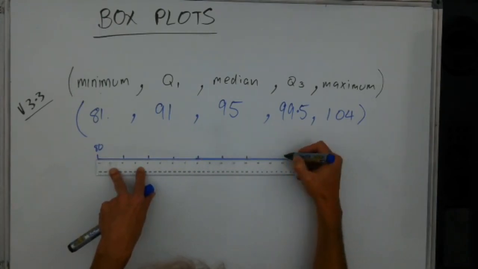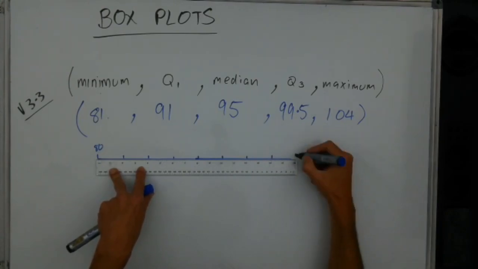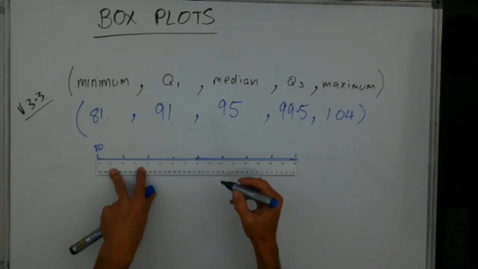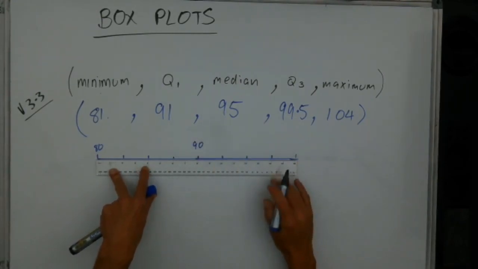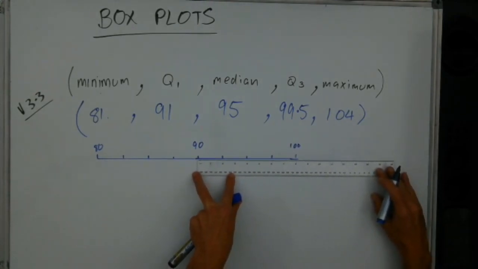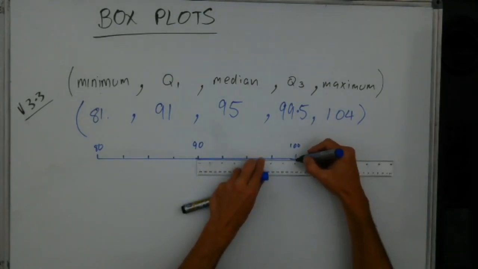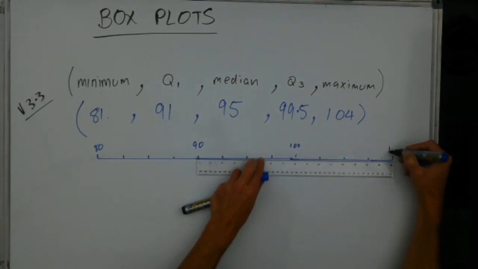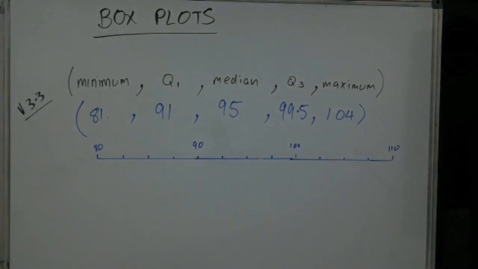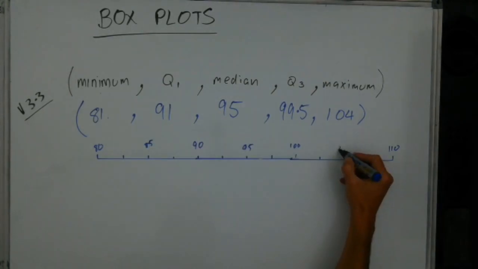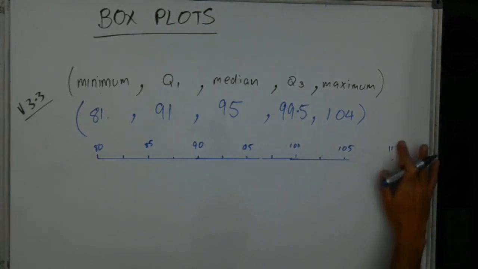I'm marking off 80, 4, let's call that 90, 1, 2, 3, 4, that would be 100. And that's 110. So I've broken these up into quarters, so that would be 85, 95, 105. So we're not going to need that bit.